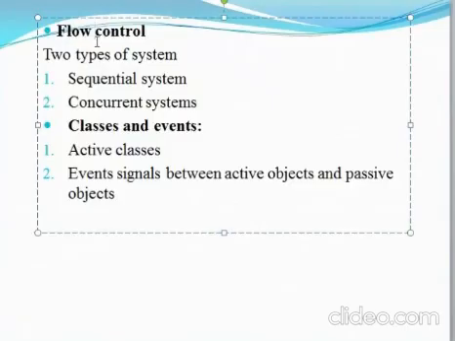The flow control of a system has two types: a sequential system and a concurrent system. In a sequential system, only one thing happens at a time, whereas in a concurrent system, more than one thing can happen at the same time.